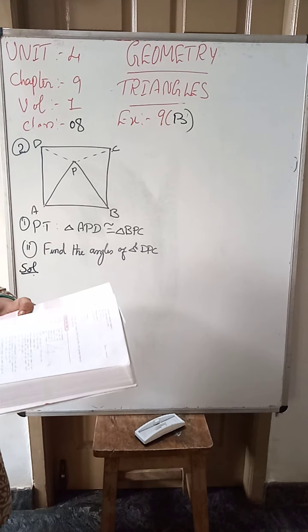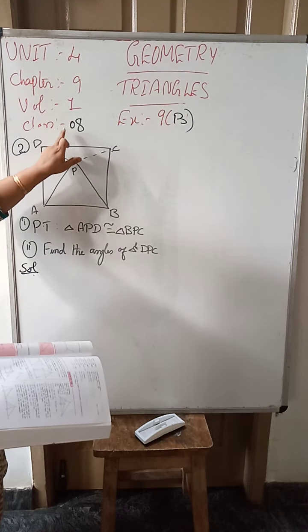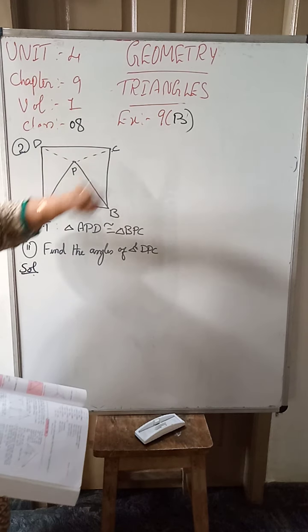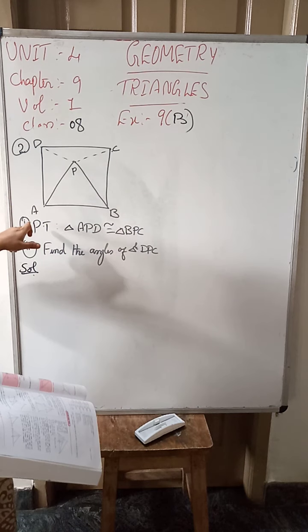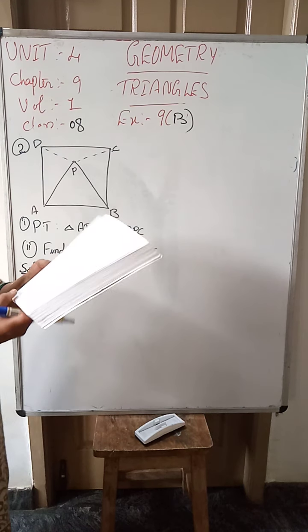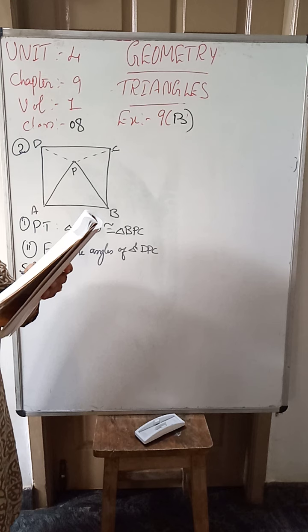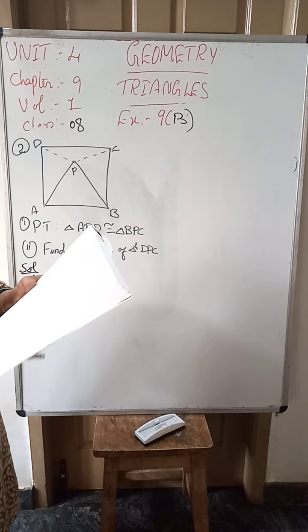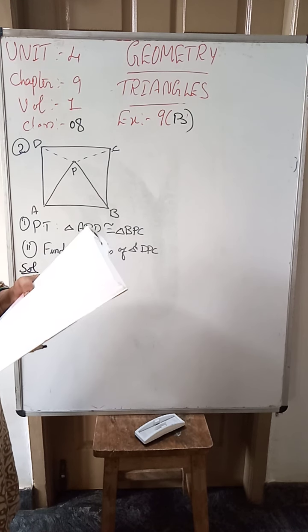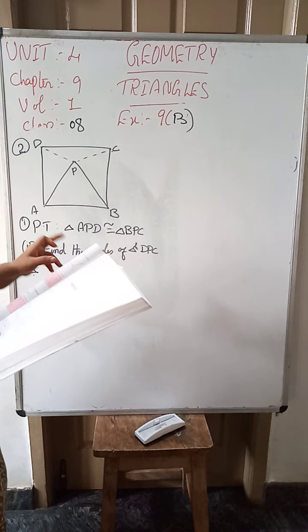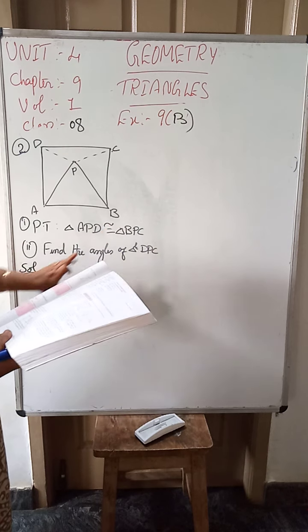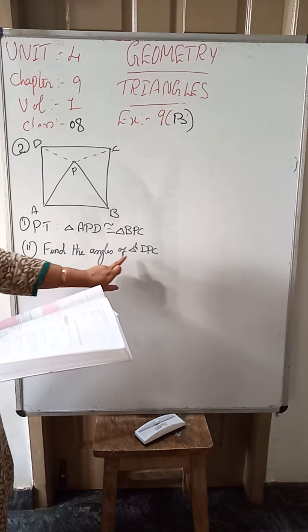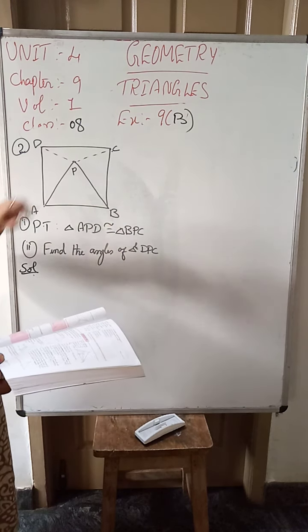Children, now we are with the class 8 of exercise 9b, triangles. I have selected the second problem, and here in the second problem, a diagram has been given. ABCD is a square and APB is an equilateral triangle. We have to prove triangle APD is congruent to triangle BPC, and also we have to find the angles of the triangle DPC.